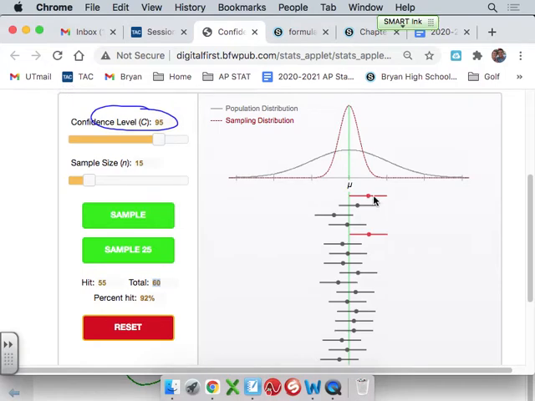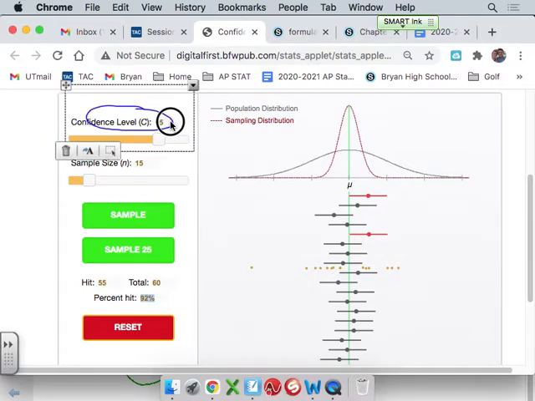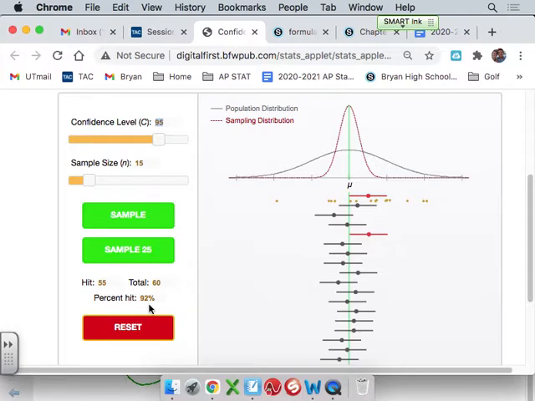So a confidence interval is where we get a sample and then I give myself an interval to contain the true proportion. You can see right here we had a couple that missed, like I had too high of samples, which can happen, but all these hit. So right now 55 out of 60, we're at a 92% hit rate, and my confidence level is at 95%. So we're going to see the relationship between confidence level and percent hit.